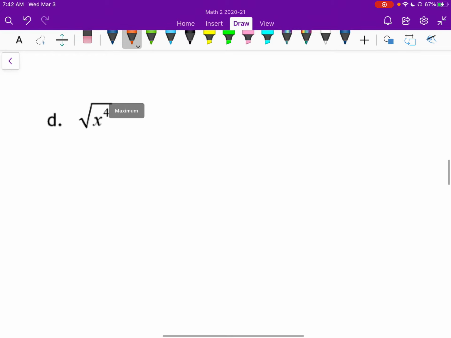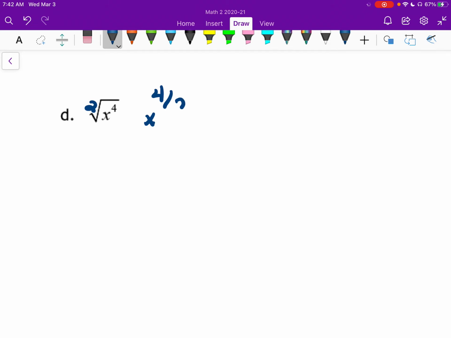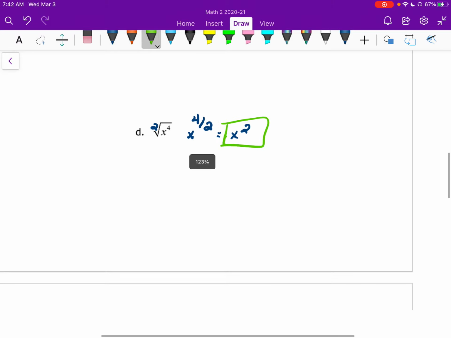Lastly, part D. This is a square root, so it'll be x to the 4 over 2. 4 over 2 can simplify to be x squared. And there we are. All right.